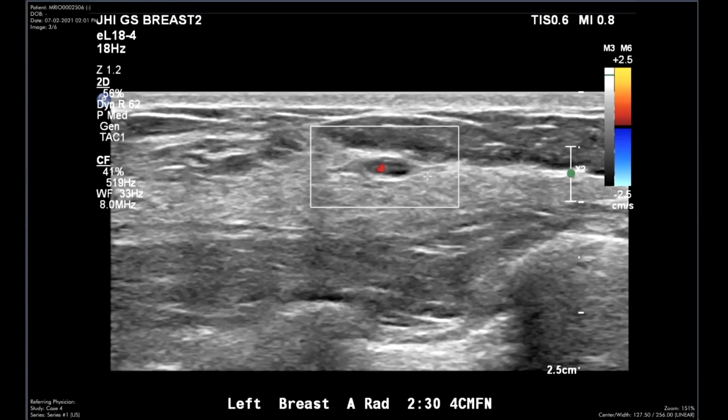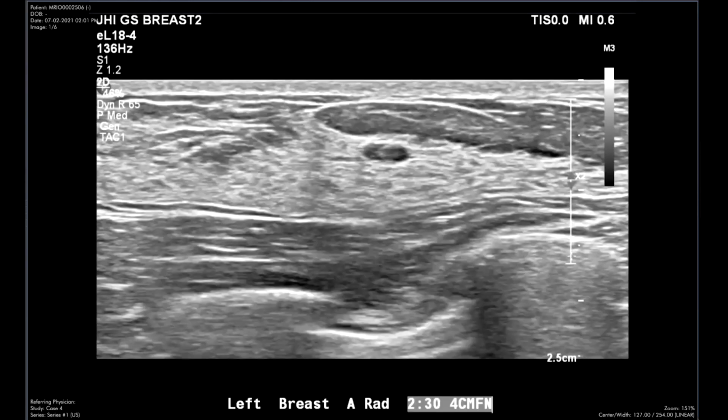We see vascularity within that fatty hilum, a very thin hypoechoic cortex. This is a common finding in intramammary lymph node. We know this is a benign finding, and therefore we can give this entire case a BI-RADS 2 rather than a BI-RADS 3.